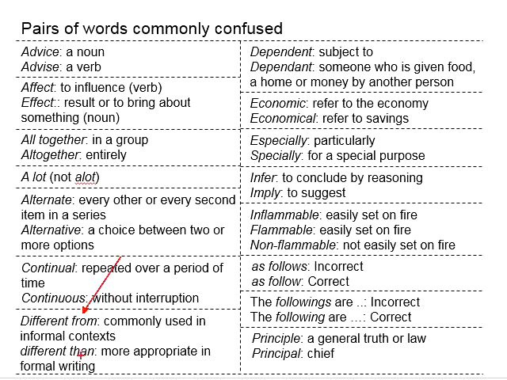Next, different from and different than. Normally, different from is commonly used in informal contexts. Different than will be more appropriate in formal writing. Dependent and dependant. The first dependent here means subjected to. The second word here means someone who is given food, a home, or money by another person. That means if you have kids, your kids will be your dependants.